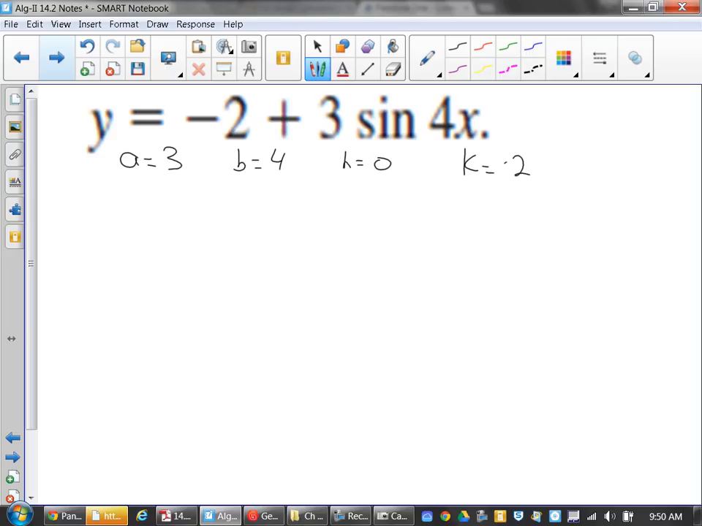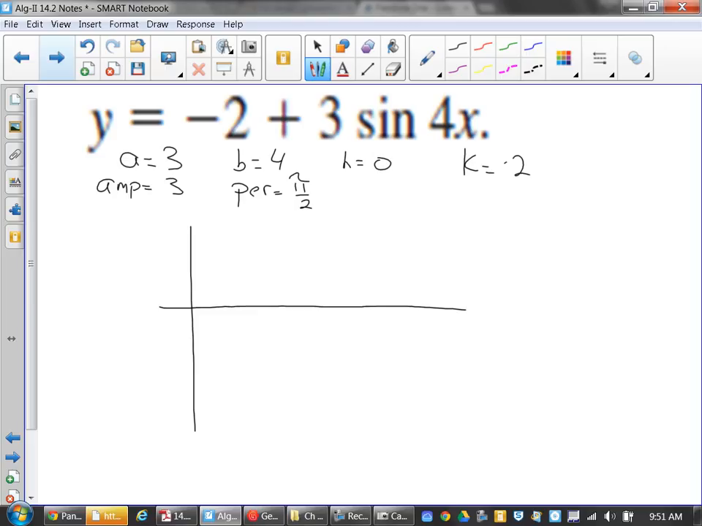Very easy. What's your amplitude? 3. What's your period? Pi over 2. Good. So now I know that my graph is going to have to be moved downward too. So what I'm going to do is over-exaggerate the lower end.